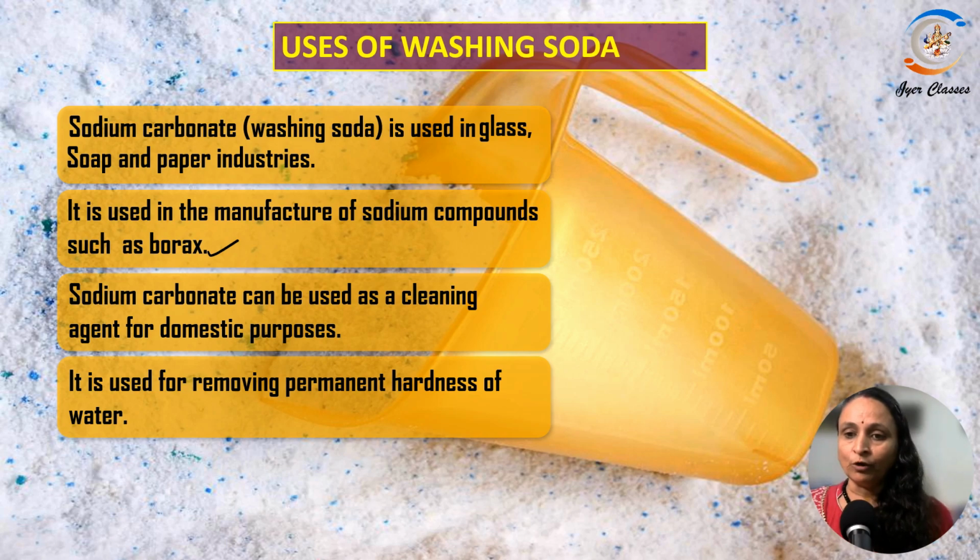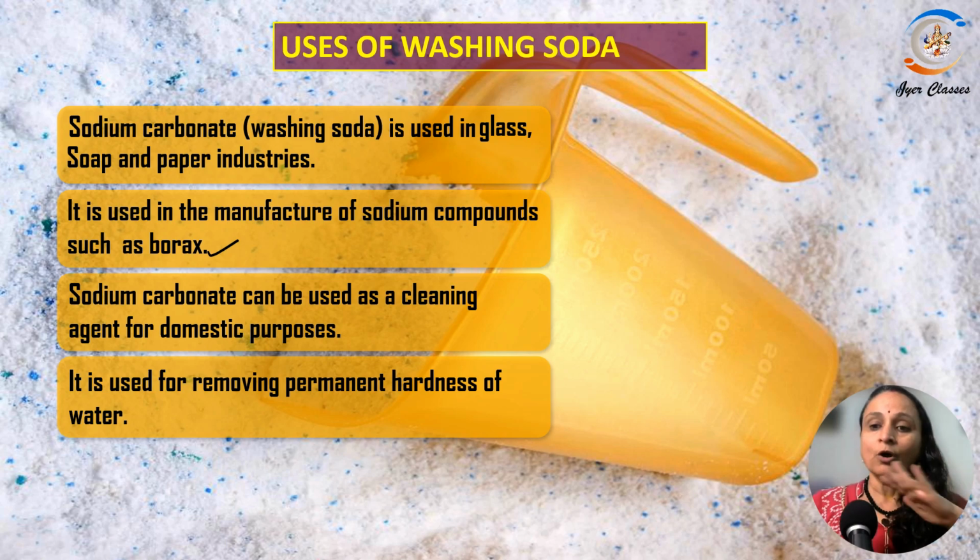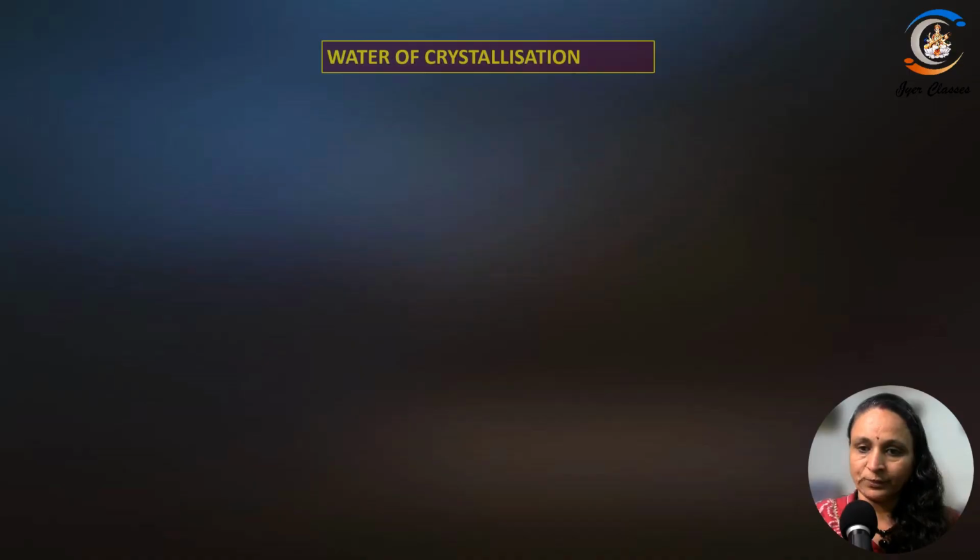I want to remove all them. Otherwise, the soap is not dissolvable in that water. So hard water has to be made as a soft water, right? How to make it? Just put a few pinches of washing soda in the hard water, heat it, all the hardness is gone, the magnesium and the calcium salt will settle down and you will be getting soft water, right?